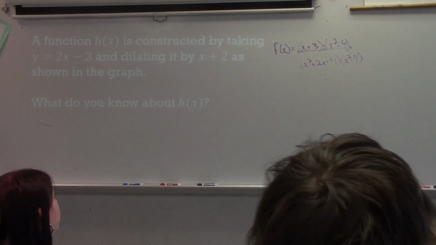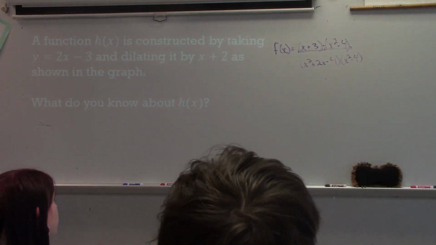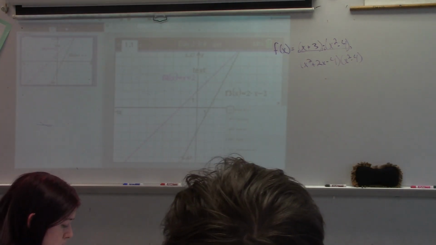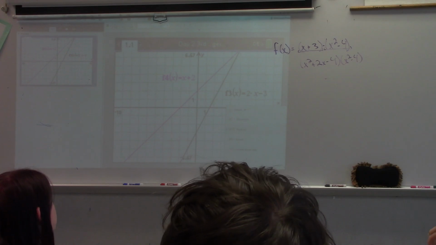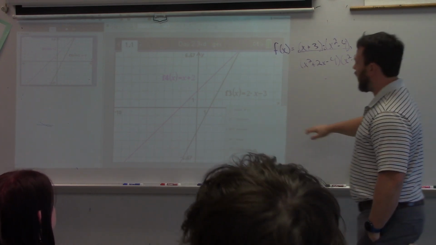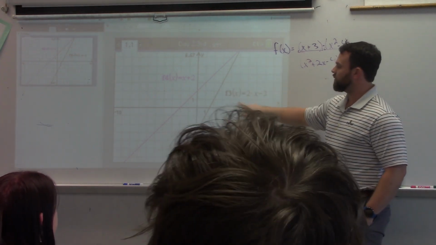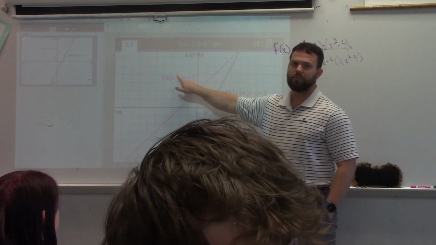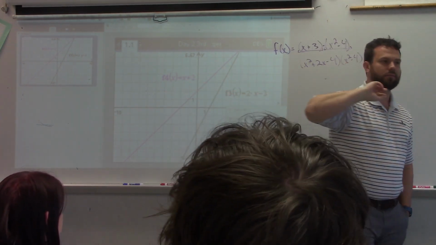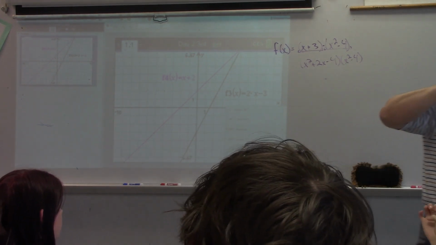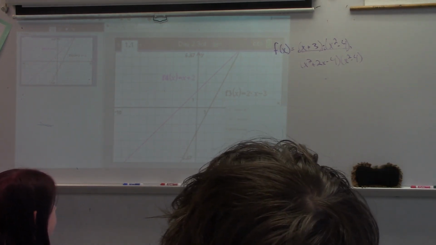All I'm simply asking is, take a few minutes and figure out what you know about h of x. Just write any conjectures you have. What is h of x? What do we know about h of x based on these two factors? Just a couple minutes. We all go with that? Just anything we know about h of x.